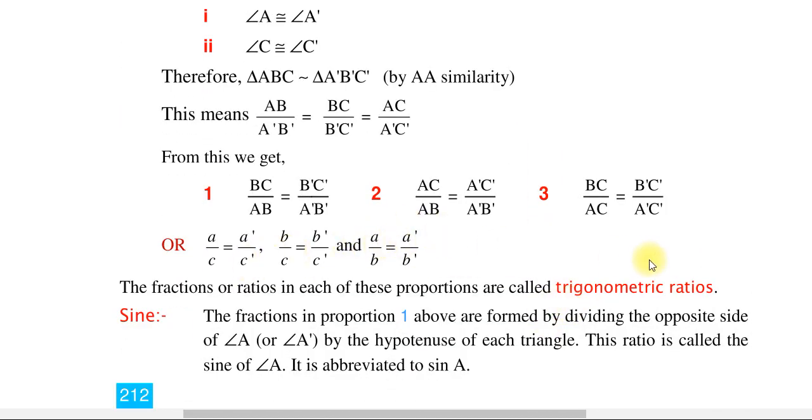In general we call these trigonometric ratios. The first ratio is called sine. The fractions in proportion 1 above are formed by dividing the opposite side of angle A or angle A prime by the hypotenuse of each triangle. This ratio is called the sine of angle A. It is abbreviated as sin A.